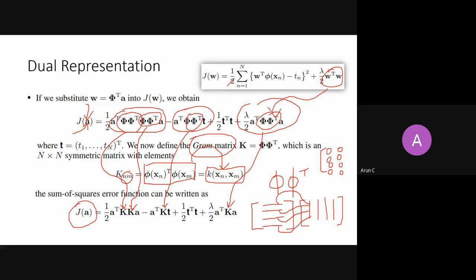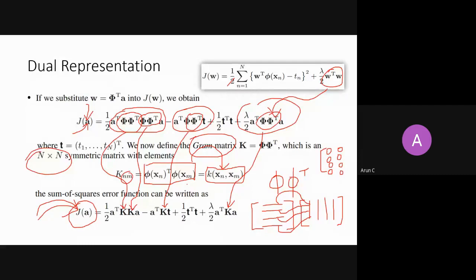rewritten your cost function in terms of A, where you found that in this A representation or dual representation, you can insert the gram matrix, where the gram matrix is nothing but a dot product between every possible sample, right? So now the dimension of the gram matrix, if I have n samples in my data set, will be n by n, right? Can anybody tell me what I should do now with this cost function J(A)? Minimize it. Yes, very nice. I need to minimize it.